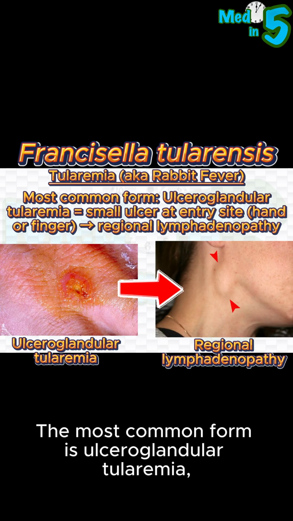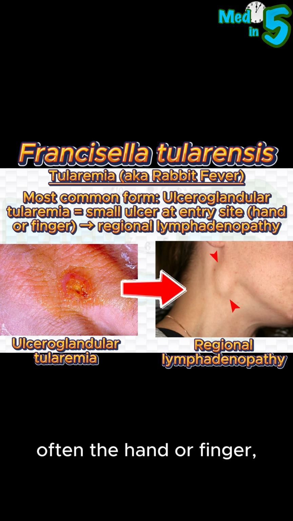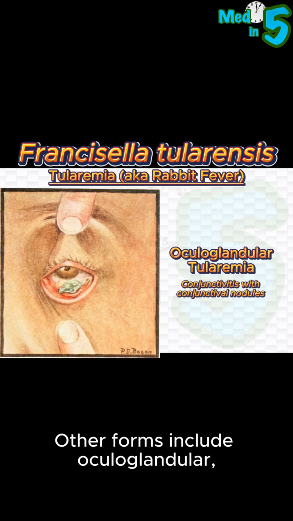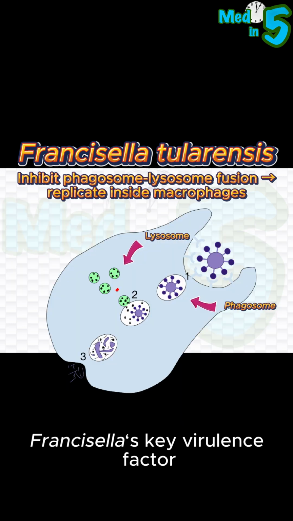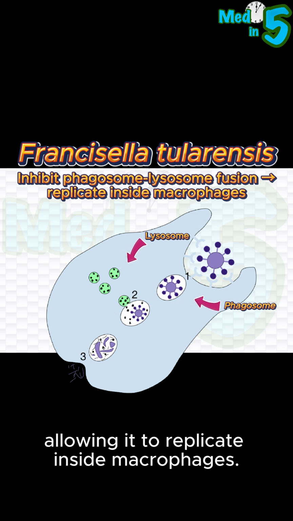The most common form is ulceroglandular tularemia, where a small ulcer forms at the site of entry, often the hand or finger, followed by regional lymphadenopathy. Other forms include oculoglandular, pneumonic, and typhoidal tularemia. Francisella's key virulence factor is its ability to inhibit phagosome-lysosome fusion, allowing it to replicate inside macrophages.